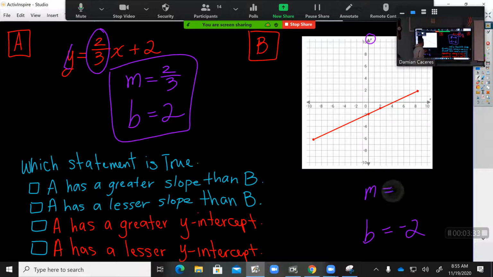And then the slope, in order to find the slope on a graph, you have to mark 2 points and go up and right or down and right. In this case, it would be up 1 and right 2. So the slope is 1/2. And now we can compare them. 2/3 is greater than 1/2. So we know that A has a greater slope. Now let's compare the y-intercepts for both. +2, -2. Again, A is greater in terms of the y-intercept. Any questions on the first section?